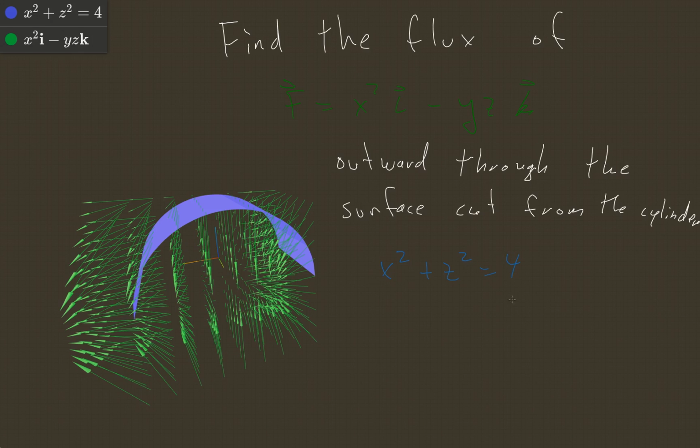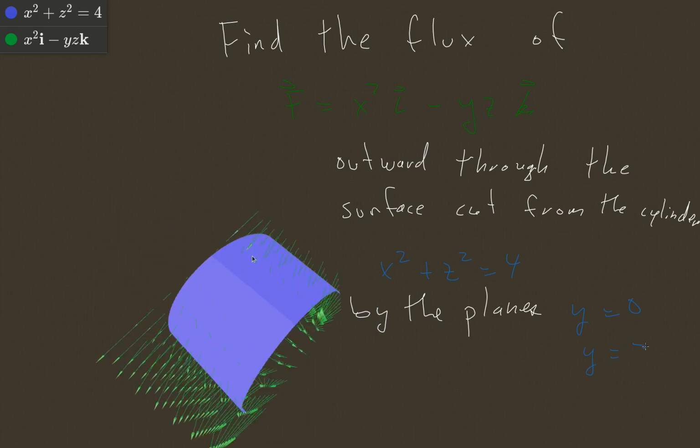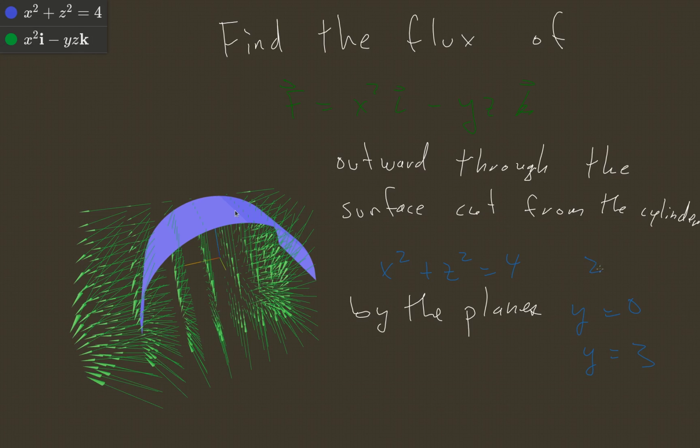So this is an infinite cylinder, cut by the planes y equals 0 and y equals 3. No, we should also only want this for z greater than or equal to 0.